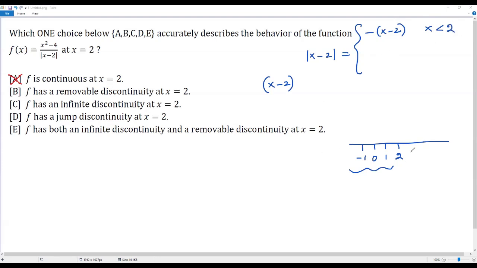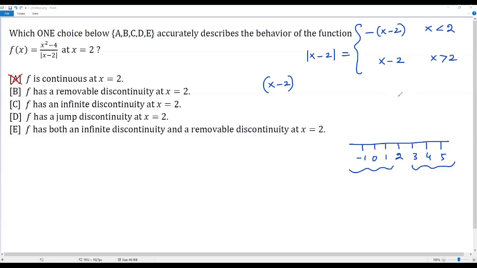And now let me consider the values on the right side of 2, that is 3, 4, 5. If I consider the values on the right side of 2 for x, what is the sign of this expression x minus 2? It will be positive, because when I plug in x equals 3, 3 minus 2 becomes positive 1. If I plug in x equals 4, 4 minus 2 will be 2. That's also positive. So this expression will become positive, and since it becomes positive, we can write this expression as it is when x is greater than 2.